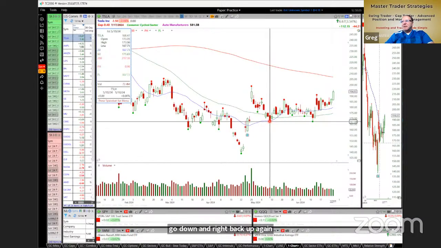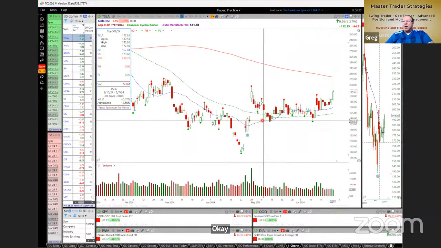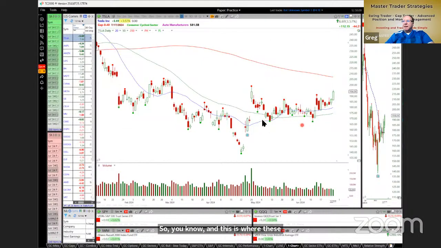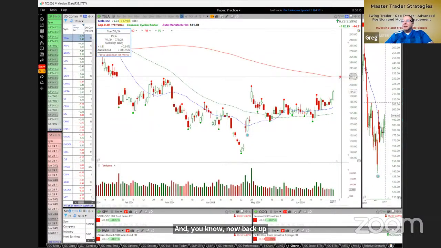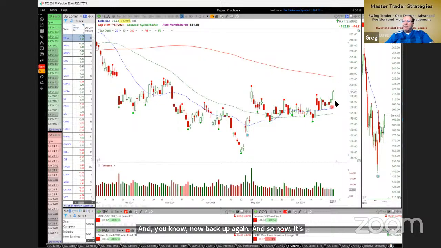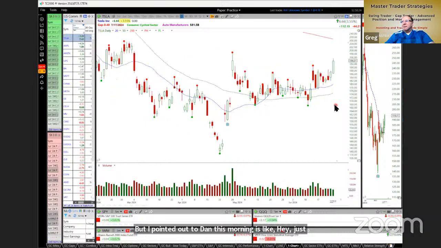And this is where these pivots really come into play, where you mark that pivot and now it's back up again. And so now it's good. I think it's going to the 200 at least. But I pointed out to Dan this morning, hey, this is like a no-brainer put spread. And Dan put that on this morning, and it's doing great.